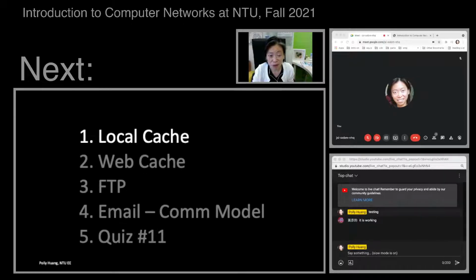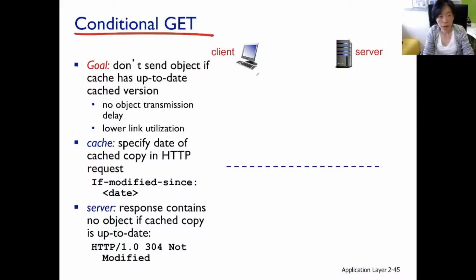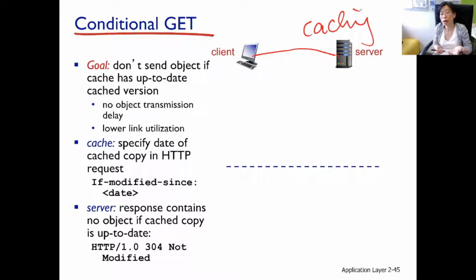First is local cache. The next two topics are more about trying to reduce traffic between the server and the client, or trying to reduce the delay downloading a certain object. It's called caching. So what cache means is to store a temporary copy of certain data.